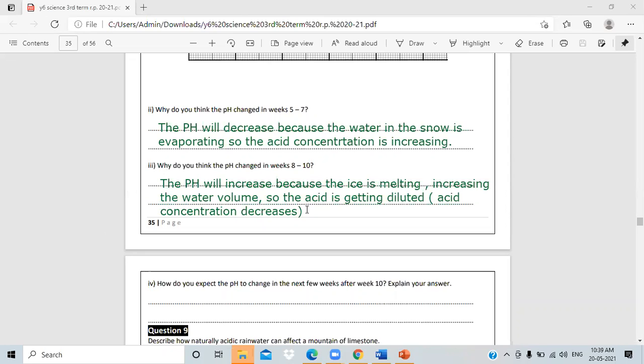Okay, so what will happen next? Next will be the summer season, which gets really hot. So the water will evaporate, leaving the acid behind. This means that the acidic concentration will increase and the pH will decrease again.